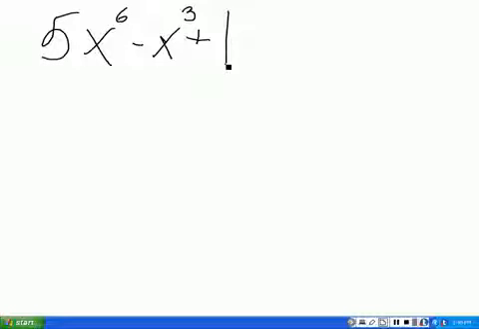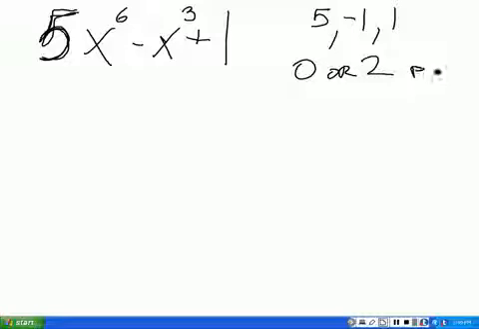So let's do an example. 5x to the 6 minus x cubed plus 1. Another example of Descartes' Rule of Signs. Coefficients are 5, minus 1, and 1. So there are two sign changes, 0 or 2 positive roots.